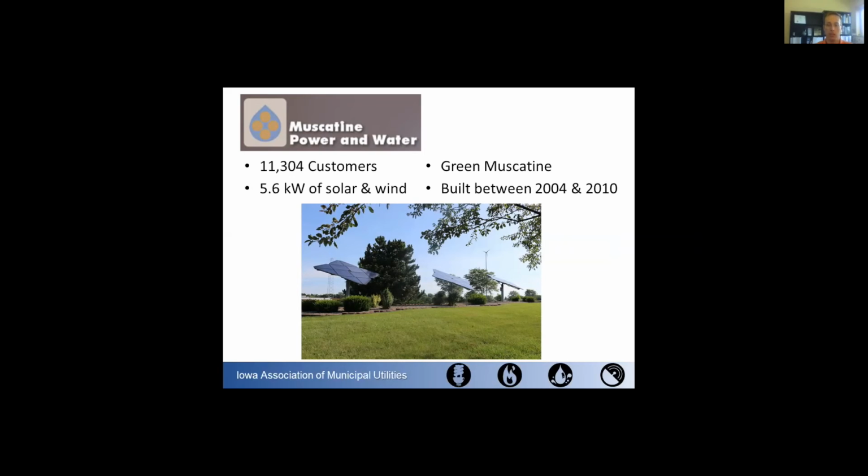And so through customer subscriptions for green energy, they've built these solar arrays and a small wind turbine, and they are currently looking at building a significantly larger community solar garden in the range of several hundred kilowatts.